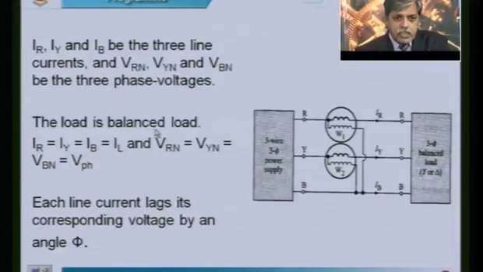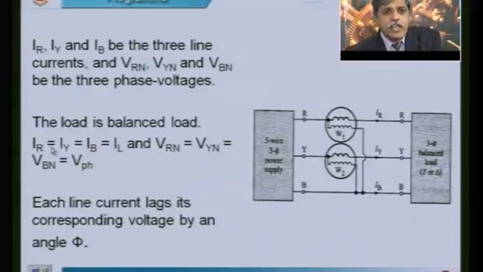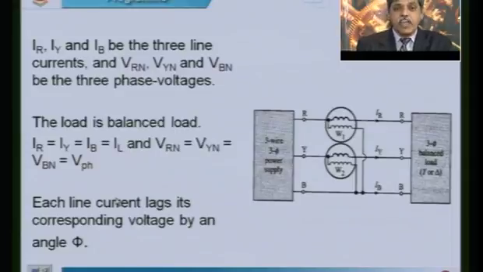The load is balanced, therefore all the currents will have an equal magnitude of IL and all the phase voltages will have an equal magnitude of V phase. Each line current lags its corresponding voltage by an angle phi. As I assume the inductive load, I need to take the angle as phi, lagging behind. That is why I mentioned lags behind, because the load I am considering is inductive in nature.